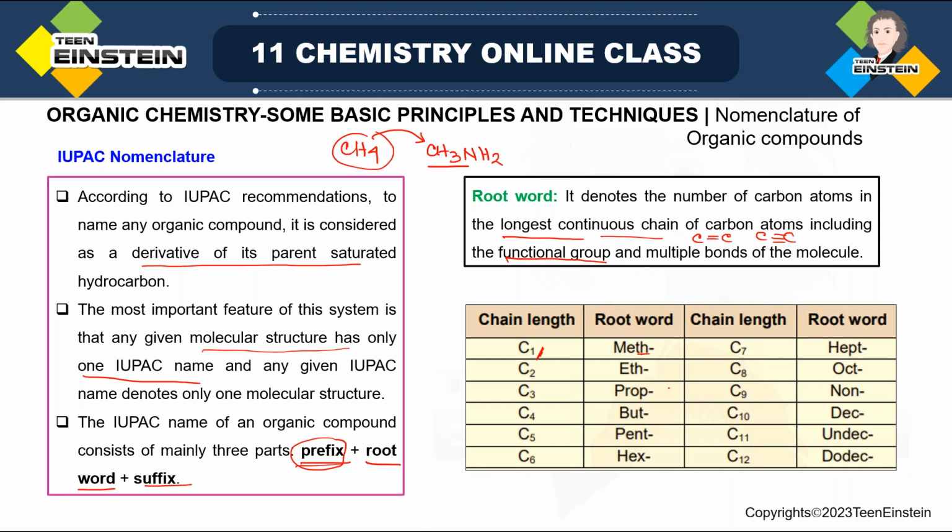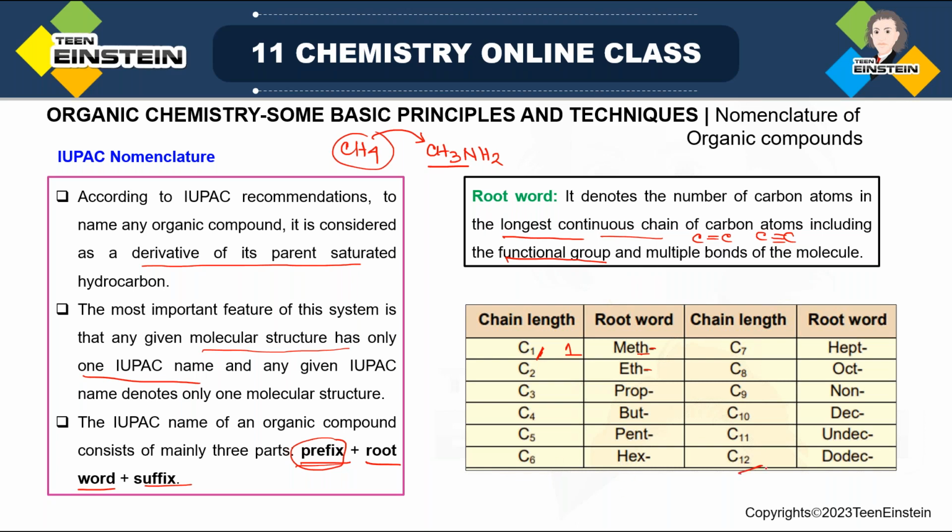And in each of these root words, you can see a hyphen. That means it will be continued. It is not that you only use meth, eth, prop, not. It is not like that. There will be something else that will add. So that is why there is a hyphen sign. But we have to remember all these terms. So when there is one carbon, we will use the root word meth, then eth, prop, but, pent, hex.